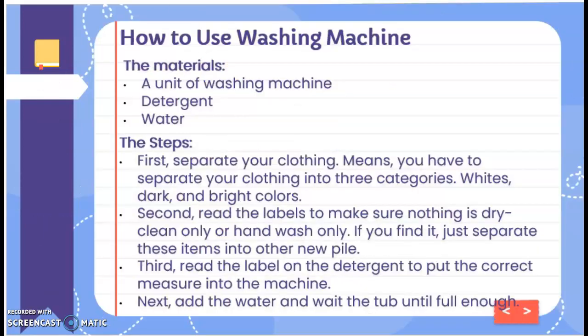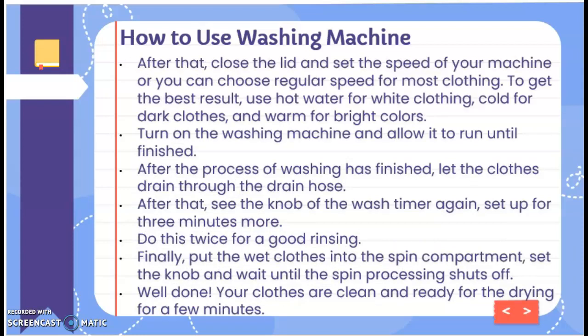Here is an example of procedure text. How to use a washing machine. Here you have materials, things that you need. Then you have steps, the sequence of actions. In the steps you can see here, you have time sequencers like first, second, and so on. And you can see here we use command or imperative. It starts with an action verb like close the lid, turn on the washing machine, and so on. You can have a closer look at the example.